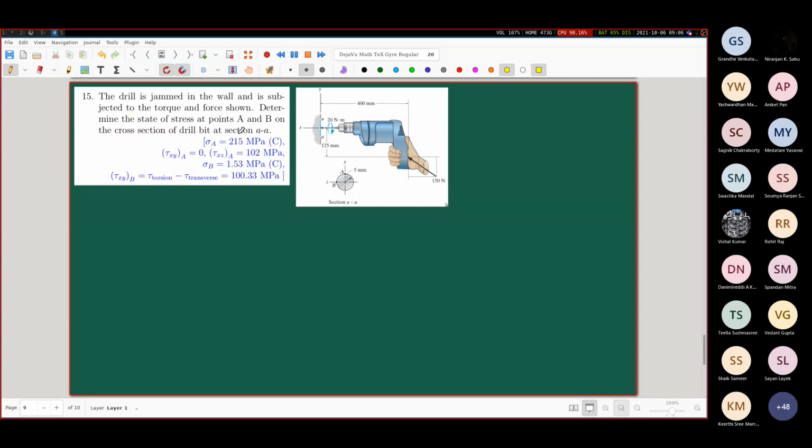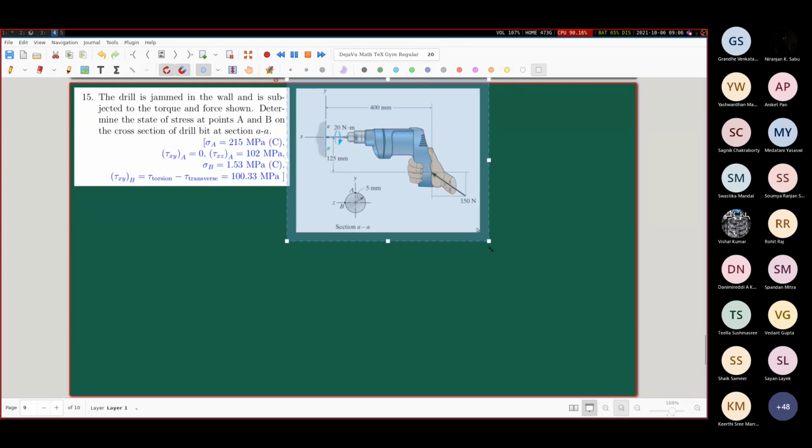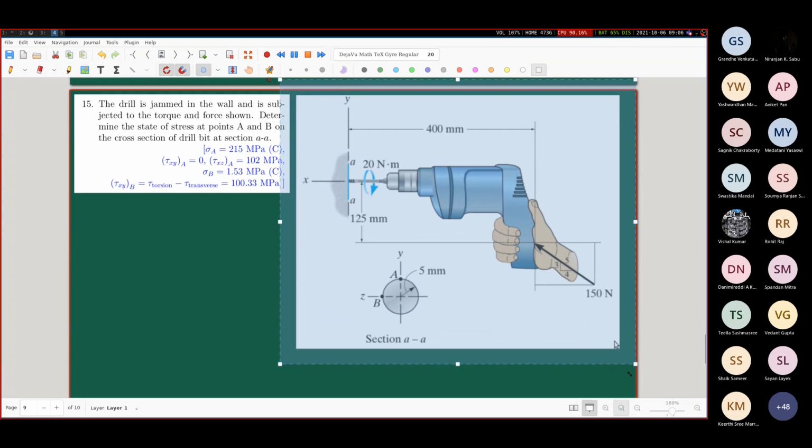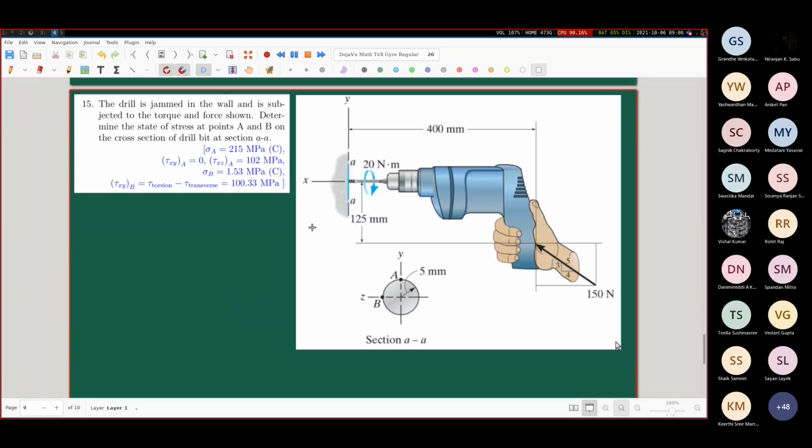We have a drill, and this drill is jammed in the wall and is subjected to the torque and force as shown. Maybe it will not be so clear because it's a small diagram, so let me just make it bigger. You see, there is a torque here, 20 Newton meter.